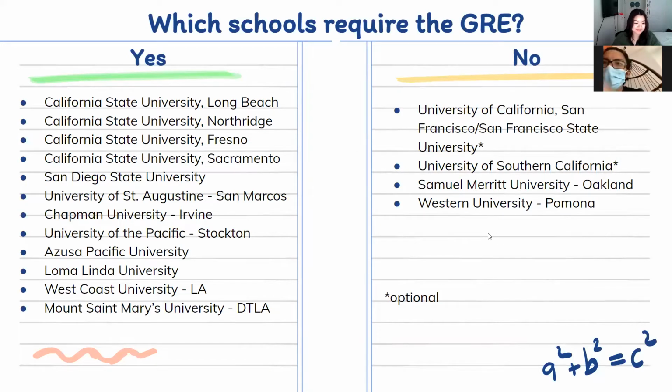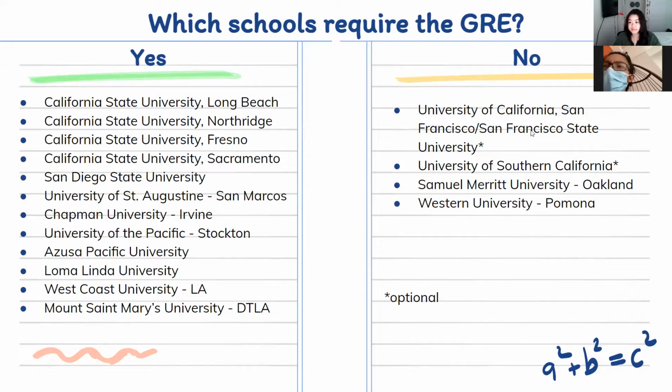Okay, so which schools require the GRE? As you can see, it's quite a few Cal States, from Fresno to Northridge, Long Beach, and Sacramento. San Diego State also, St. Augustine, Chapman, Azusa, Loma Linda, West Coast, St. Mary's, and University of the Pacific in Stockton.